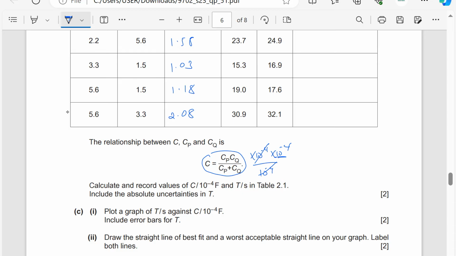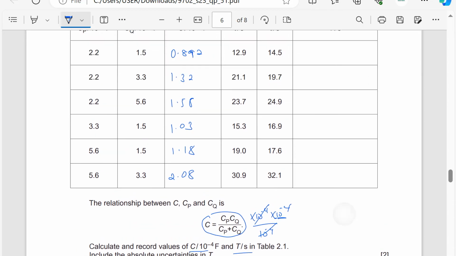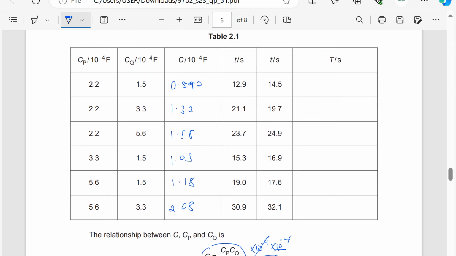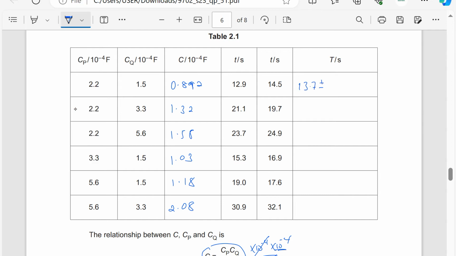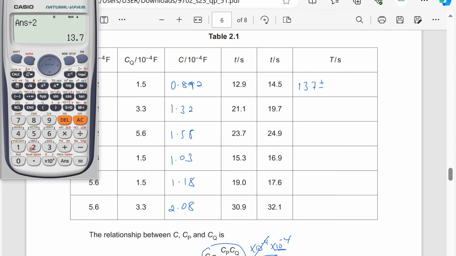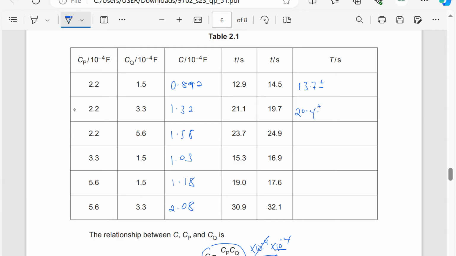Then calculate and record C and T. So we have to find T, which is simply the average. So 12.9 plus 14.5 divided by 2. There are three significant figures, so I can maintain three significant figures. So this will be 13.7 plus or minus. The next is 21.1 plus 19.7 divided by 2. So this is 20.4 plus or minus.